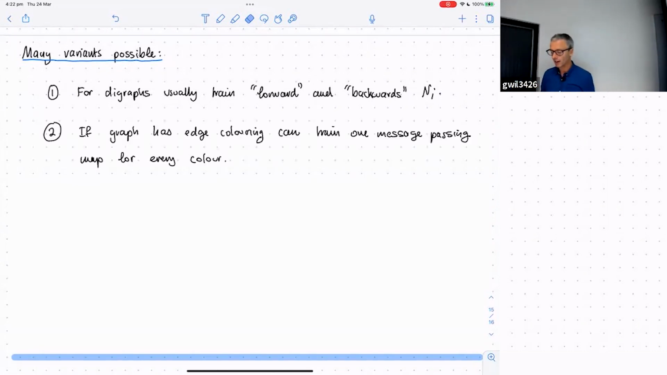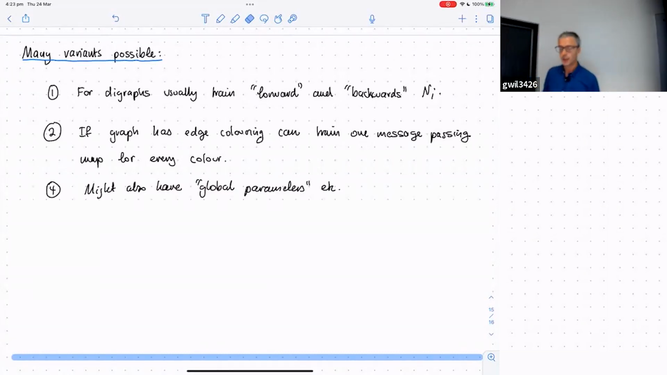If the graph has edge coloring, you can train message passing for every color of the edge. Vertex coloring similarly. You might also have a couple of global parameters hanging around, and in every step, your global parameters speak to the parameters on the graph and are spoken to by parameters from the graph in some way, which is probably nothing to do with the N1s and the S1s.